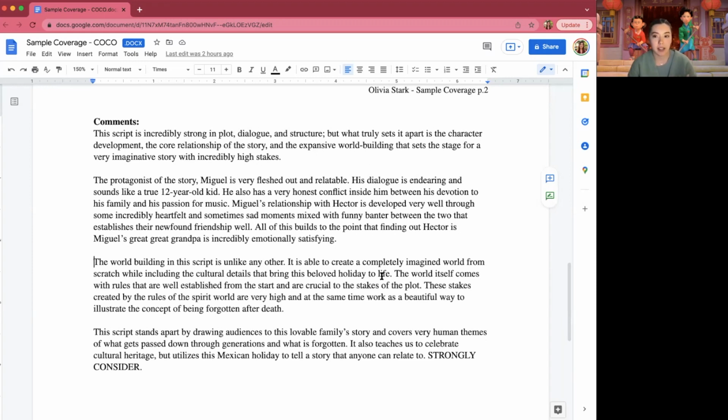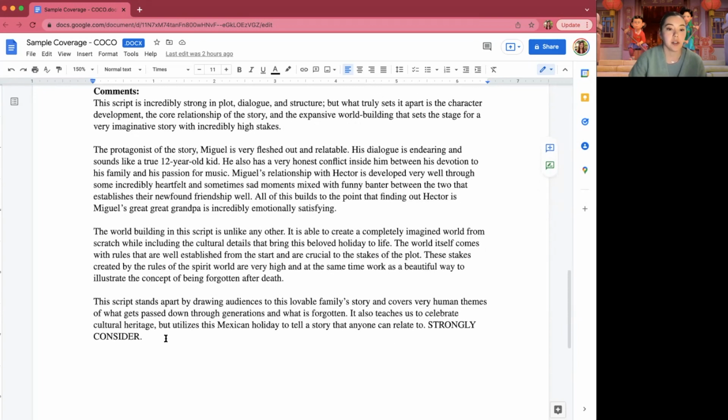So I'm explaining why the world building works: it establishes these stakes from the start, right? You find out the stakes of how the world makes it so that Miguel has to go back or else he'll disappear, that Hector has to have his photo on the ofrenda and be remembered or else he's going to be forgotten and perish. So it's not just, oh, the world, obviously if you're reading a script, you're not going to say, the world is amazing, it's so beautiful. It's, what does the world establish that makes it work plot wise, story wise?